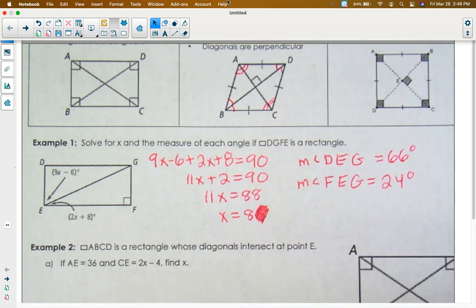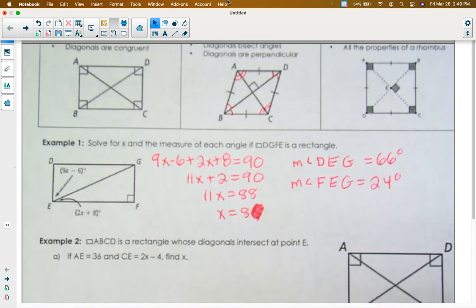All right. So you probably knew that well before today anyway. So the rectangle, 90 degrees, set those equal to 90 and solve, and then substitute them back in. So that one wasn't too bad. Hopefully it wasn't too bad. All right, example 2.